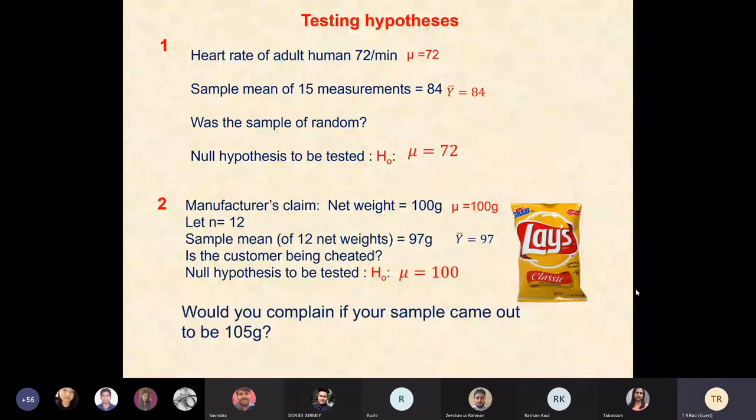Obviously, you will not complain. You will not go to court. You will not write a nasty letter to the manufacturer if instead of 100 you got 105. Goody, just a few more chips to eat. You will get upset only if it is less than 100 grams, as claimed by the manufacturer on the label. So that's why this is a one-tail test. You are concerned only if it is less than 100, but I'll be very happy if it is more than 100.